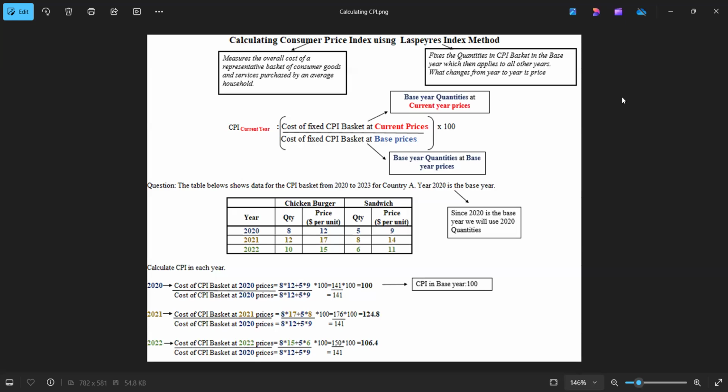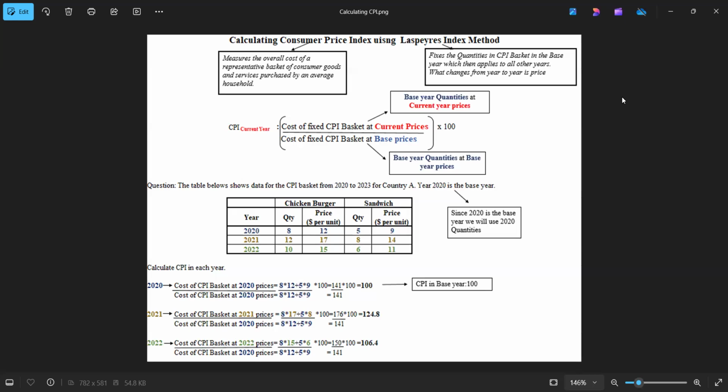And if you want to do it similarly for 2022, we'll take the cost of the fixed CPI basket at 2022 prices. So that's going to be 2020 quantity at 2022 prices. So it's going to be 8 into 15 plus 5 into 6. And obviously, we'll still take the cost of the CPI basket at base year 2020 prices. And this would give us a CPI value for 2022 of 106.4.